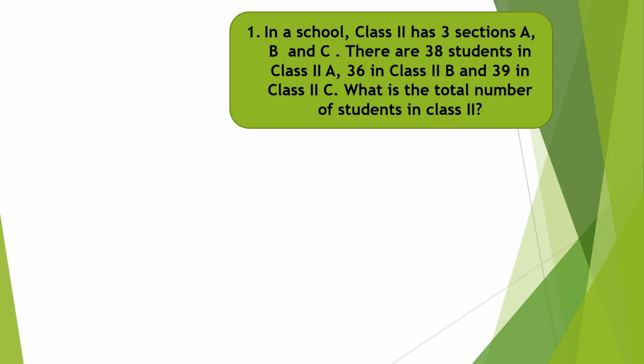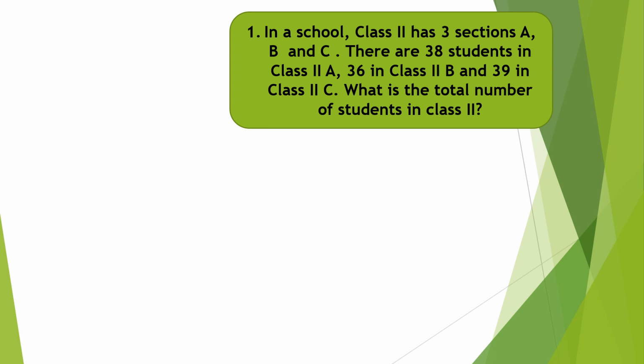In a school, class second has 3 sections, A, B and C. There are 38 students in class second A, 36 in class second B and 39 in class second C. What is the total number of students in class second?